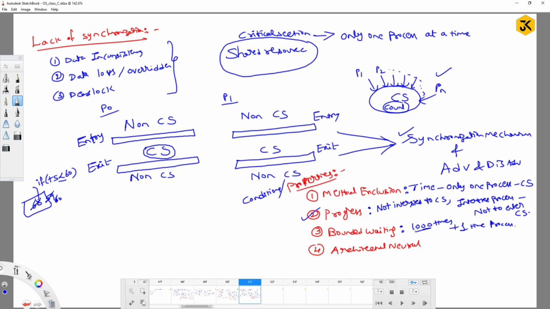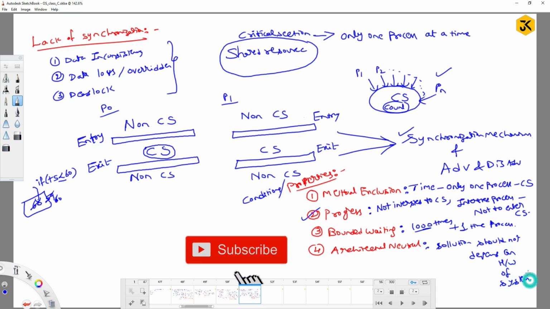Yes. And architectural neutrality. There might be some solutions which are dependent on hardware, right? So your solution should not depend on the hardware of the system. Then I can call it architecturally neutral.